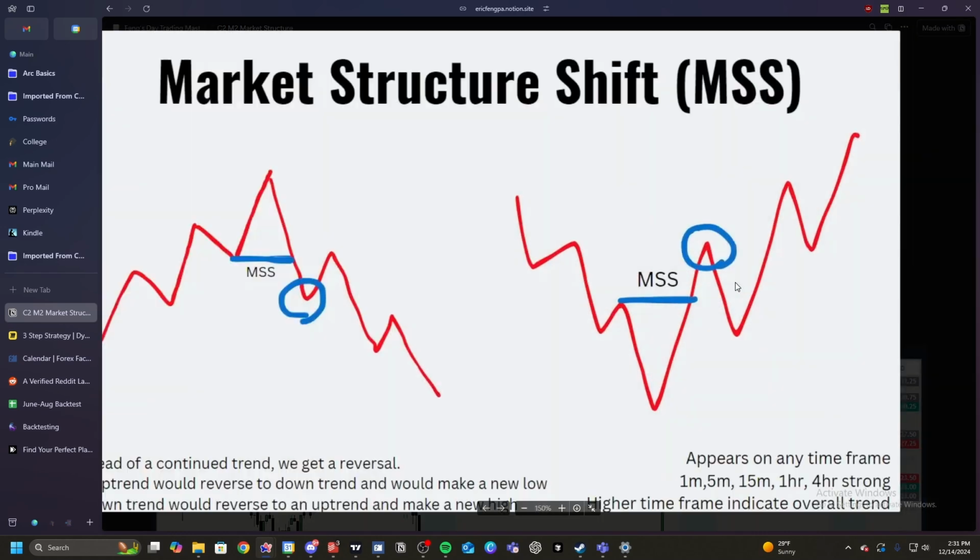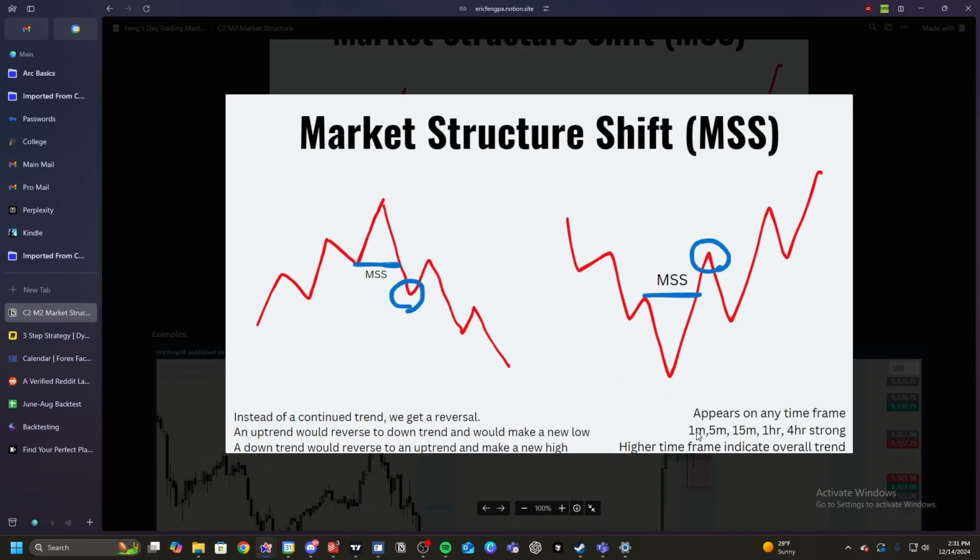It is fractal, right? You could get a 1 minute market structure shift, but that doesn't mean that the entire trend's going to reverse. But I'd say usually the higher time frames will give you a stronger probability of reversal.